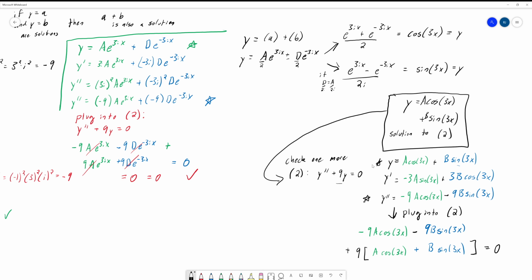And so again, let's distribute the 9. So we're going to get 9a cosine 3x plus 9b sine 3x. And we can see, similar to how we were working things out with the exponentials, that this and this cancel, and this and this cancel, so this indeed is 0, which is what we need on the right-hand side, showing that this is the solution to 2.